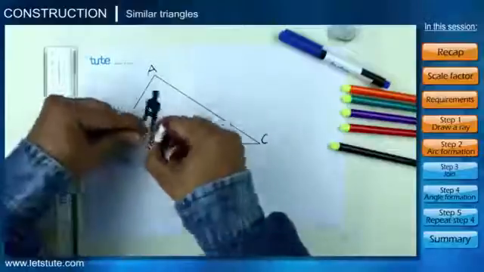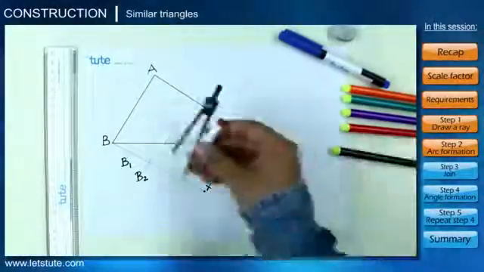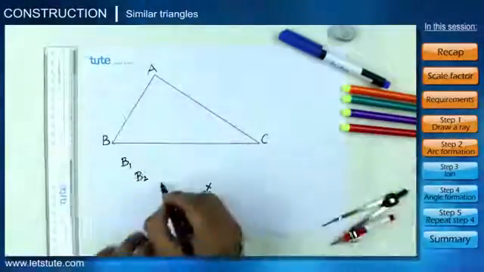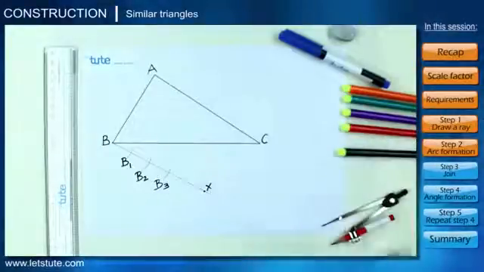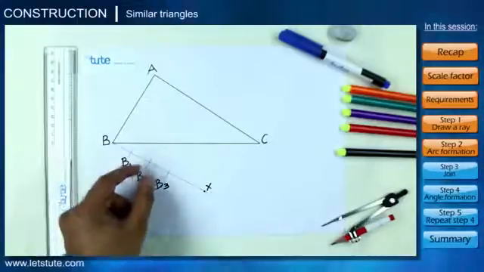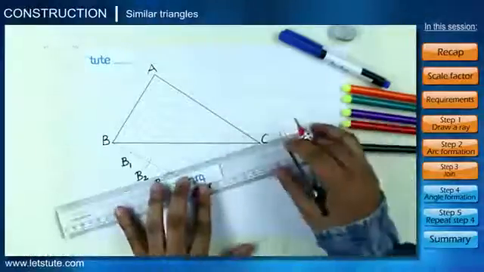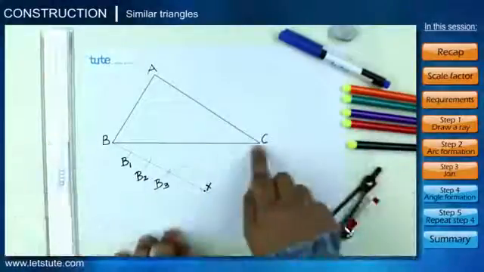And now cut an arc and label it as B2. Repeat the same by placing the compass on B2 this time and make a new arc named B3. So by the end of this, what we'll get is the length BB1 will be equal to B1B2, and that will be equal to B2B3. Now step 3 is to join B3 with the vertex C. So we'll get a line segment B3C.